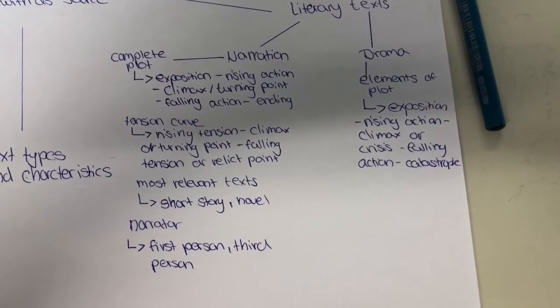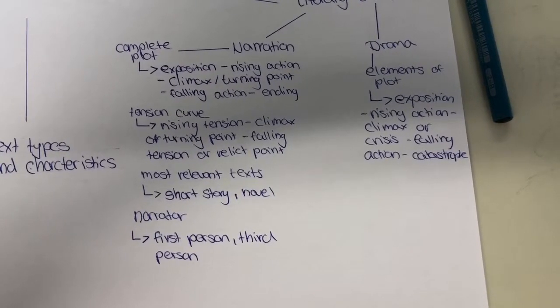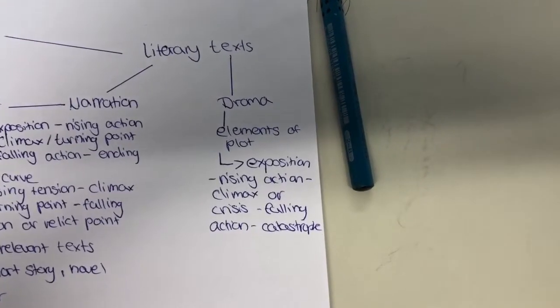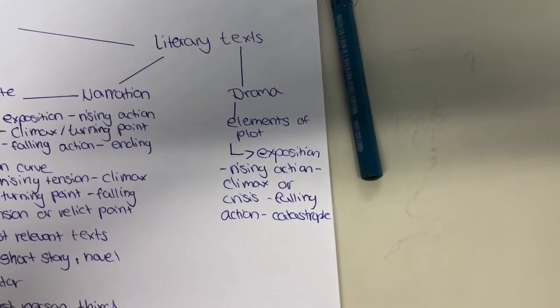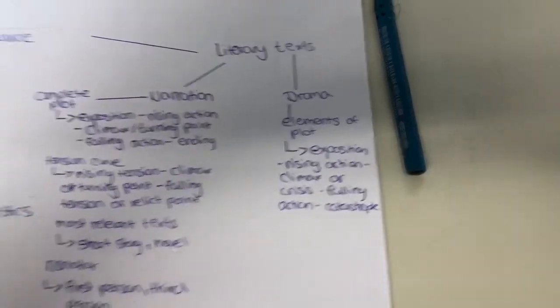In narrative text, the narrator can have a first person or third person point of view and can be limited and omniscient. A drama has most likely the same elements of plot, but the climax could be a crisis and the ending is often a catastrophe.